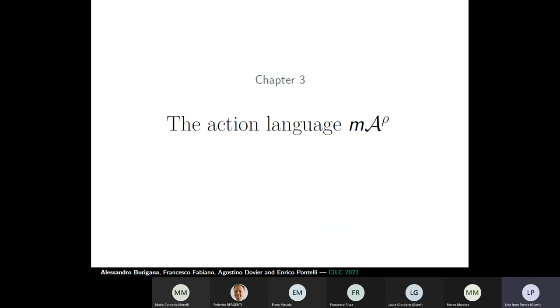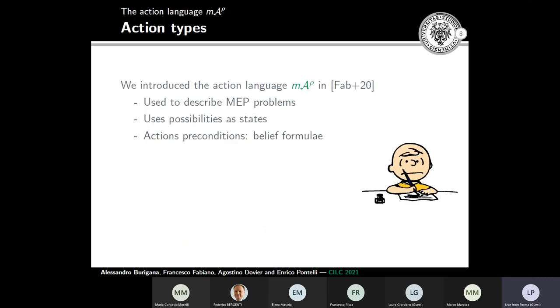Now we'll talk about this language. This is language m-A-rho, which is an action description language for epistemic planning domains. It is based on possibilities, so it uses them as an underlying formalism to describe epistemic states. And it allows for three kinds of actions.